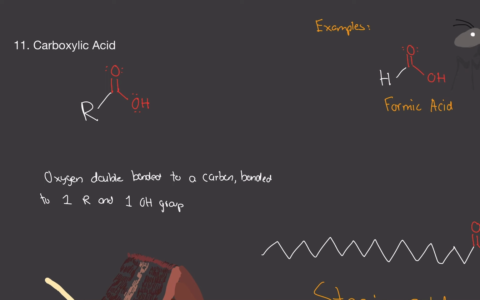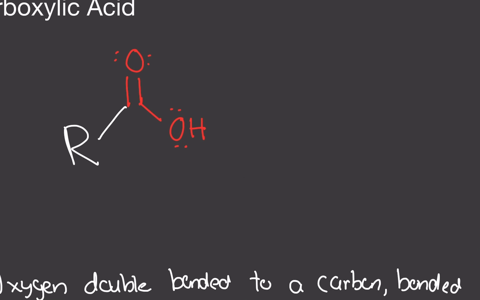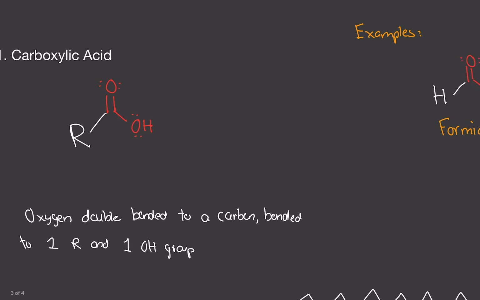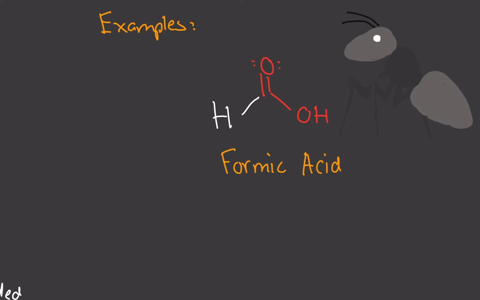Now we go to the carboxylic acid. It's the same thing, except that R group, or the hydrogen if you're talking about aldehyde, is now replaced with an OH group. Here's an example. This is formic acid, the least complicated carboxylic acid. It's just a hydrogen instead of the R group here. The R group is the hydrogen. I have a picture of an ant here. Ants actually have venom in them, and that venom is actually formic acid.